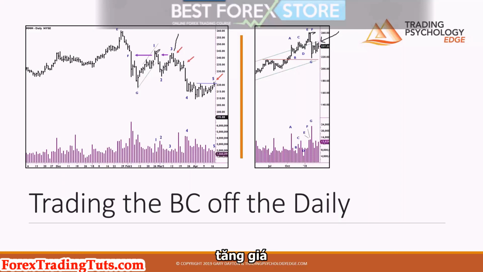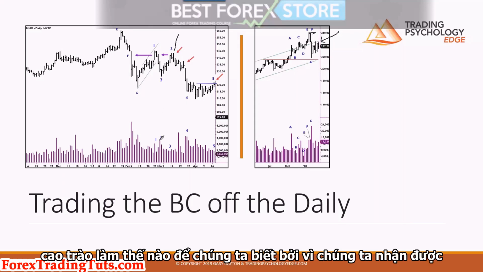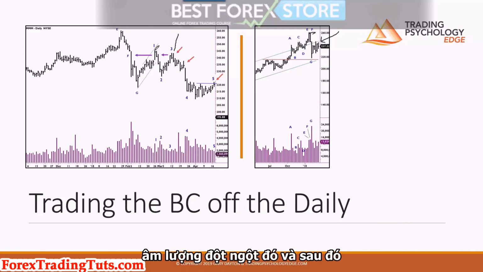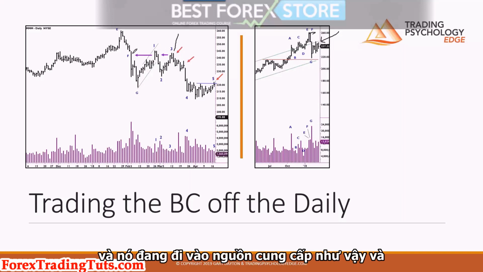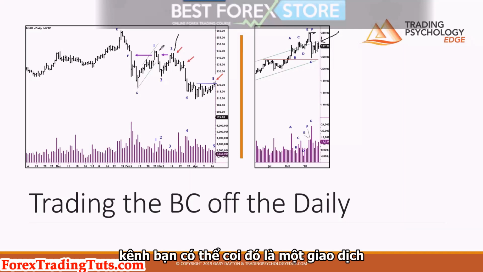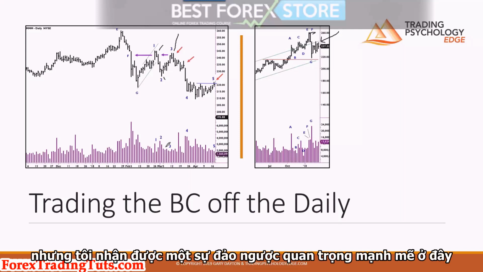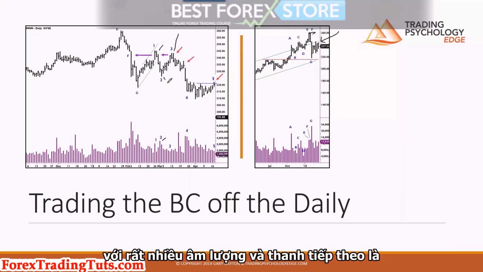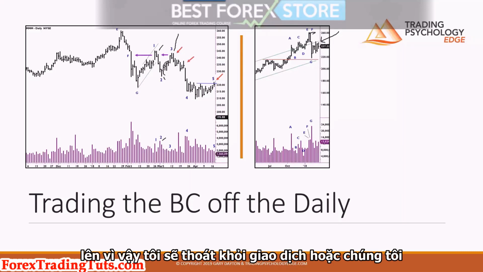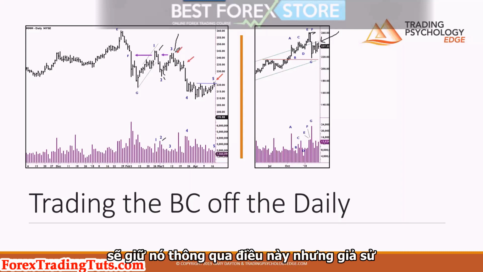Then we rally up, and we have a minor buying climax. How do we know? Because we get that sudden pop in volume, and then the market reverses the next bar. Okay, and it's coming into the supply. It's overbought up here in the trend channel. You can take that as a trade. Okay, it comes down. We see volume pick up to the downside, but I get a strong key reversal here with a lot of volume, and the next bar is up. So I'd either exit the trade or we would hold it through this. But let's say we exit that in here.